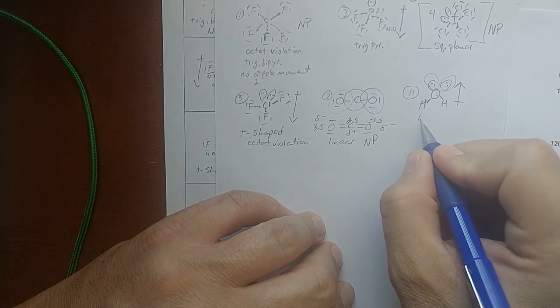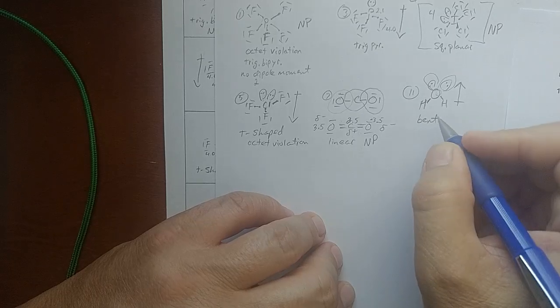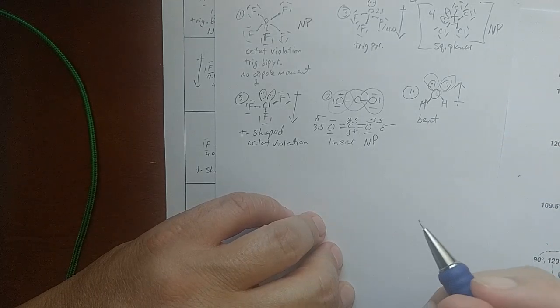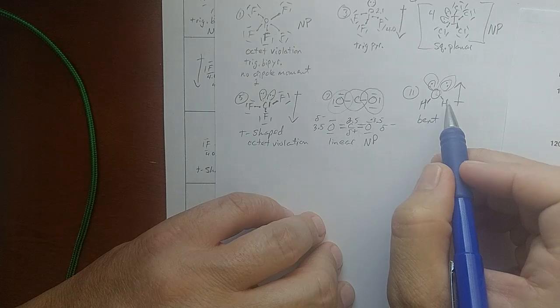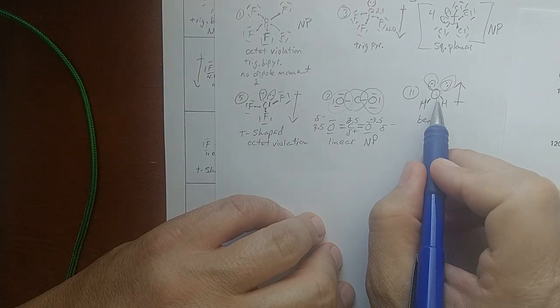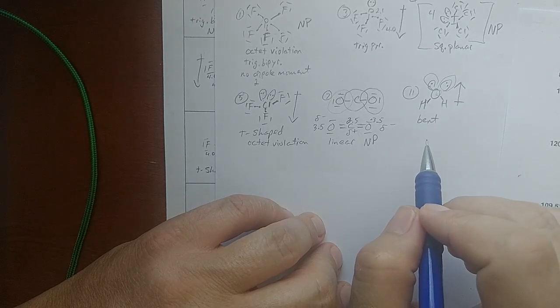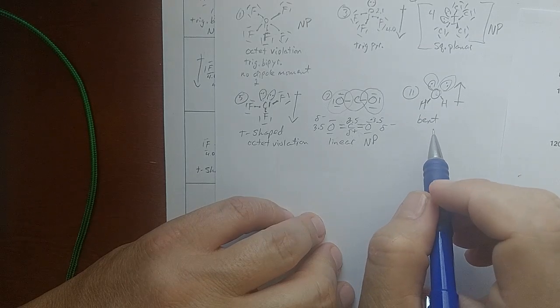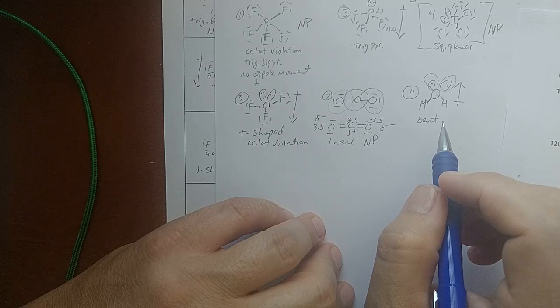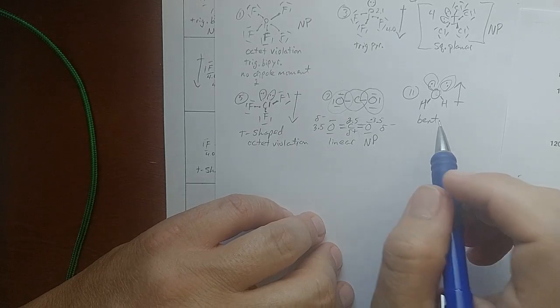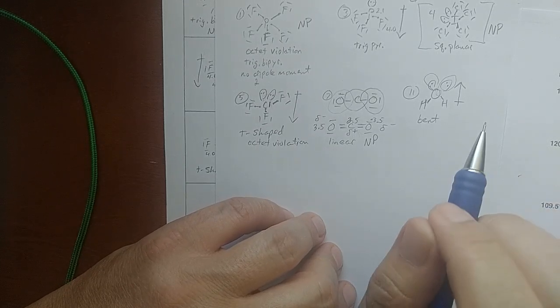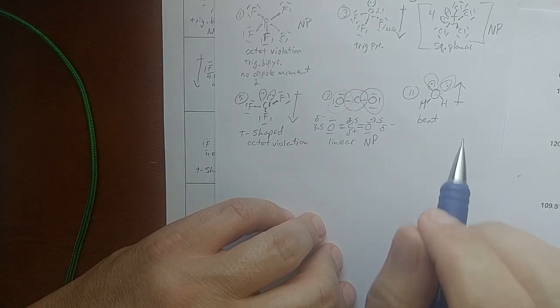What shape was that? Bent. Did we use any double bonds? No, we don't have to count that. Is it an octet violation? No, because the oxygen thinks it has 2, 4, 6, 8 valence electrons, which is pretty normal. Is it plus or minus? Do we need brackets and a charge? No, we don't. And we're done.